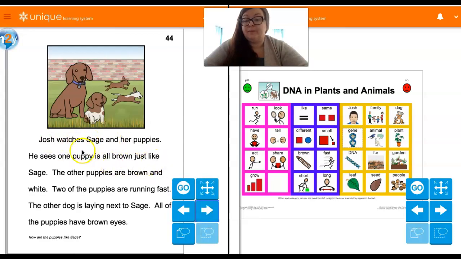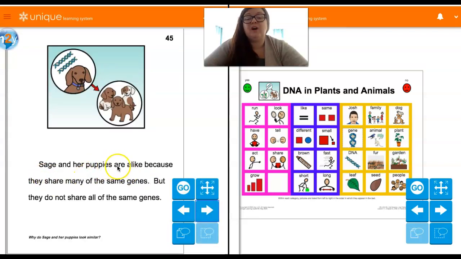Josh watches Sage and her puppies. He sees one puppy that is all brown, just like Sage. The other puppies are brown and white. 2 of the puppies are running fast. The other dog is laying next to Sage. All of the puppies have brown eyes. How are these puppies like the mom, like Sage? Well, all the puppies have some brown fur, right? And they all have brown eyes. And this little puppy is just sitting with its mom. But these are running fast, like when Sage catches the ball. The puppies are like Sage, like its mom.